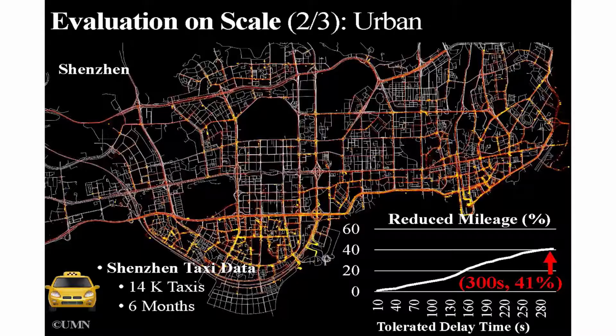The x-axis is the tolerated delay time in seconds. The y-axis is the percentage of reduced mileage. The key message here is that if every passenger is willing to wait for 300 seconds, which is 5 minutes, we can reduce the mileage by 41% across the city.